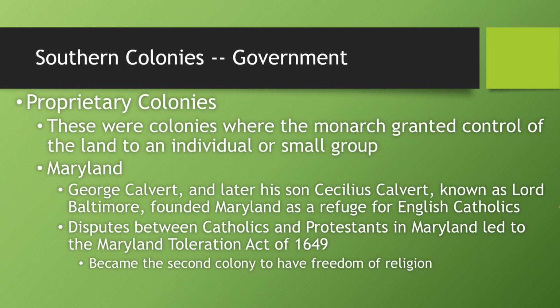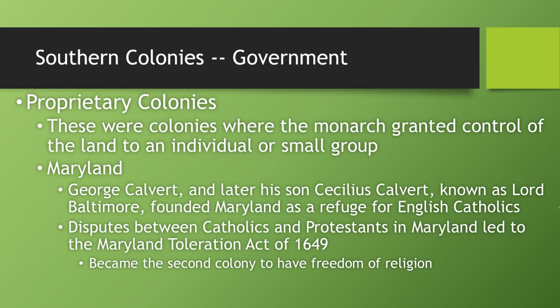They founded Maryland as a refuge for English Catholics. They were Catholic, and in Britain, Catholics were being persecuted because they had different religious beliefs from the Anglican Church, that was the state church in England. So Maryland would be a place where those religious dissenters could go and live and practice their religion.